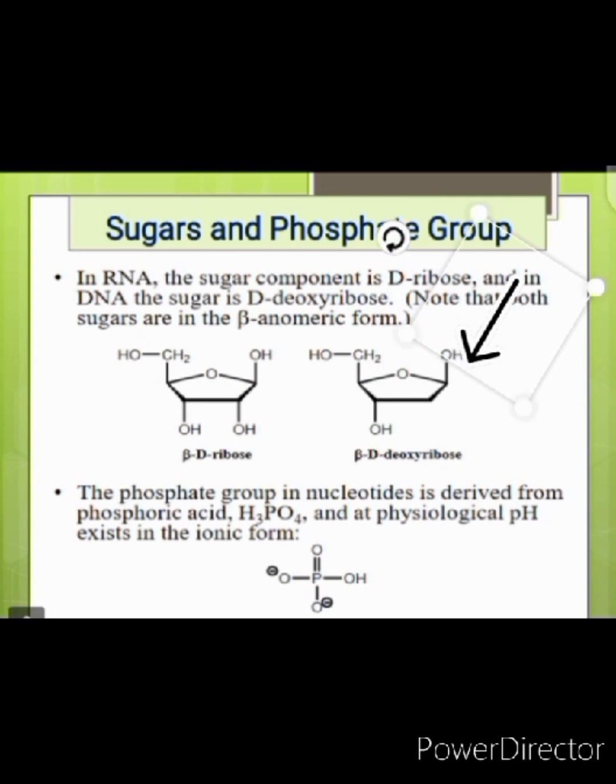The phosphate group in nucleotides is derived from phosphoric acid, H3PO4, and at physiological pH it exists in the ionic form. So this is the example: this is the double bond, this is the oxygen, hydroxyl group, oxygen, and it is negative, and also oxygen, and it is also negative. So we have two negative oxygens, a double bond, and one hydroxyl group.